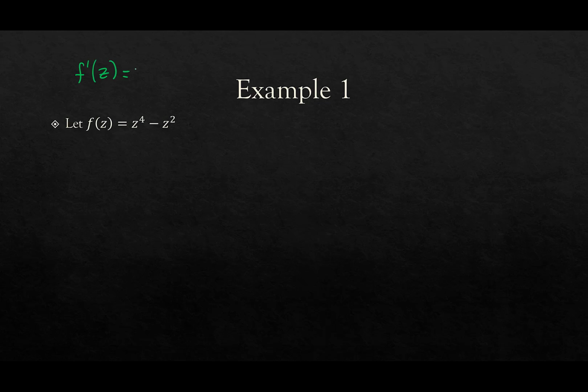Okay, now what would you think it would be? Well, hopefully you guessed, just using the power rule, that it's 4z cubed minus 2z. Okay, and you'd absolutely be correct. That is going to be the derivative of this. Sometimes things work really nice, just like they did back in calculus, in complex land. So let's actually prove this, though.